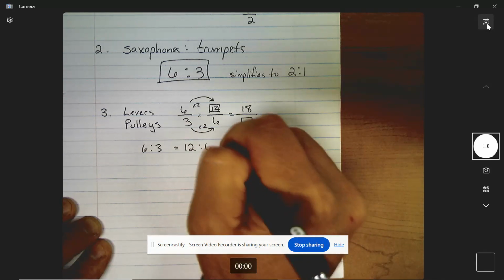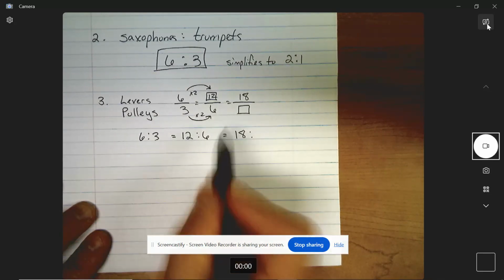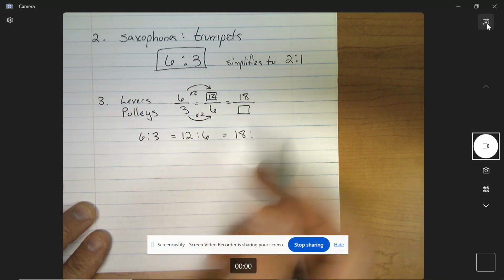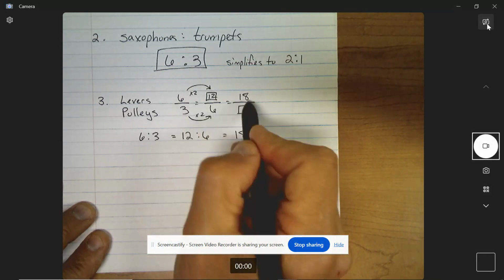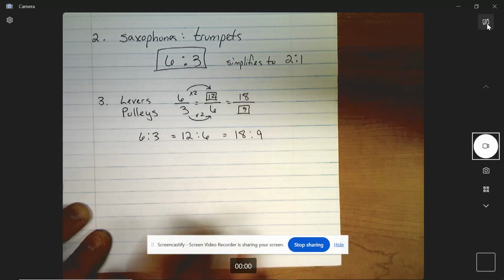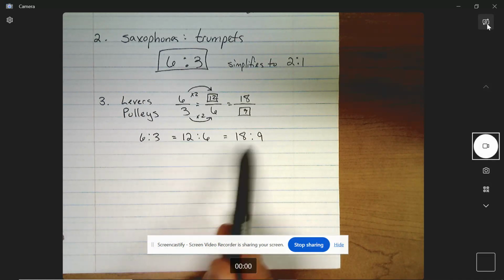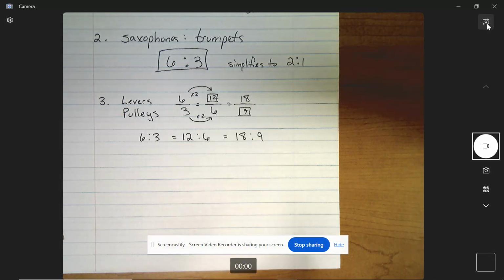and that is the same thing as an 18 to something else. What is that something else going to be? 9? Okay. Yeah, you can take that times 3, that times 3, that's going to give you a 9. So that's going to be an 18 to 9 ratio. So these are the numbers that you'll put along the bottom. These are the blanks that you're going to fill in.